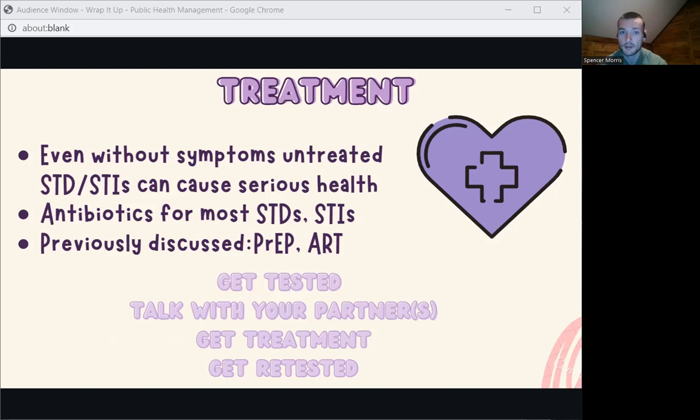Overall, to recap this discussion, it is important to get tested, talk with your partner or partners, to get treatment, and then to get retested after if you have been diagnosed with an STD.